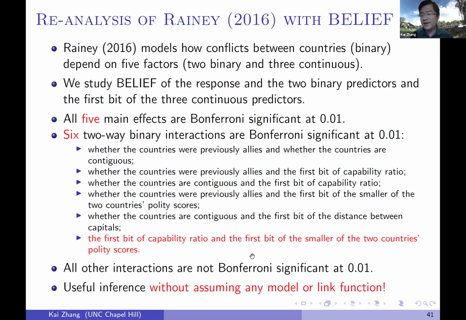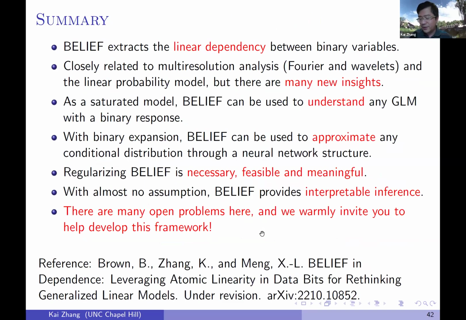We didn't assume any model. We didn't make any choice of link function. What we are providing is information, what the data tell us up to the first bit, right? So this is useful inference without any model or any link function, right? So this is how belief can be useful.